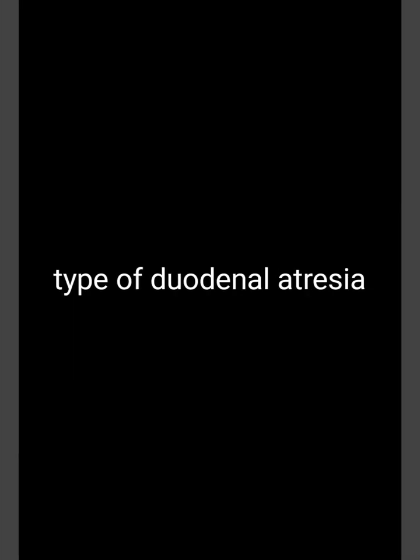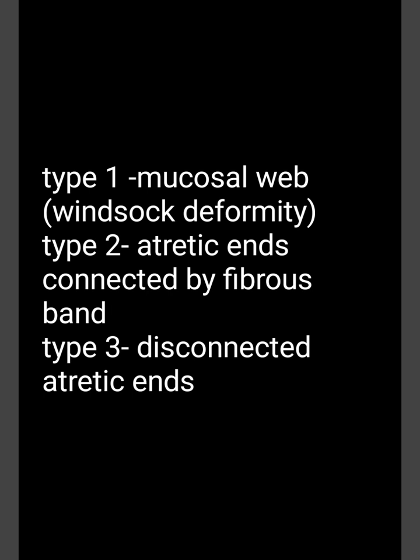Types of duodenal atresia. Type 1: mucosal web, windsock deformity. Type 2: atretic ends connected by a fibrous band. Type 3: disconnected atretic ends.